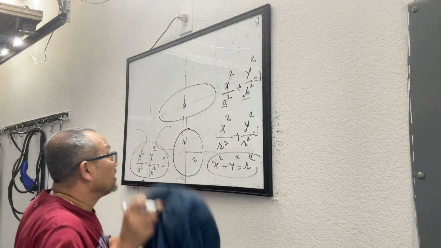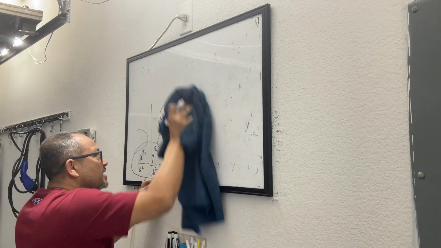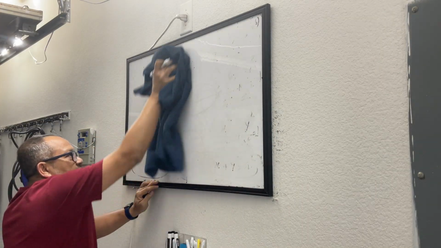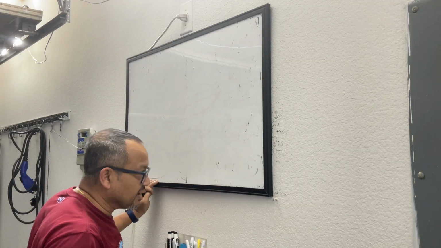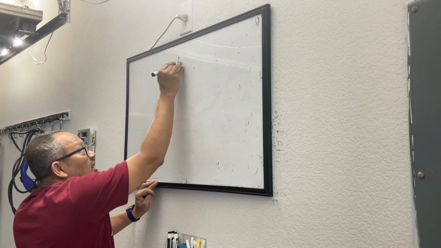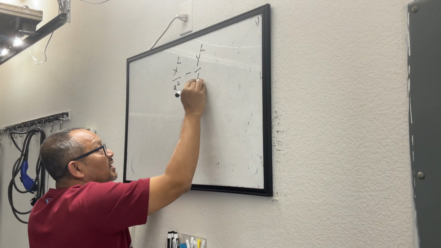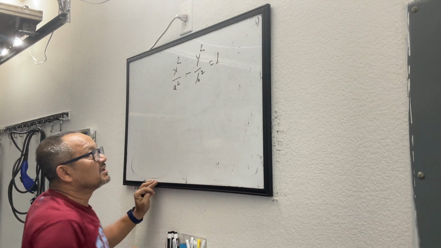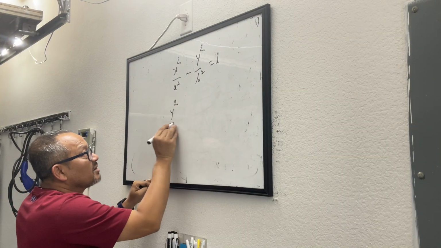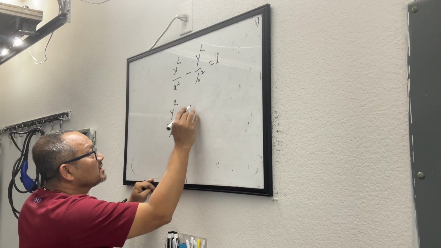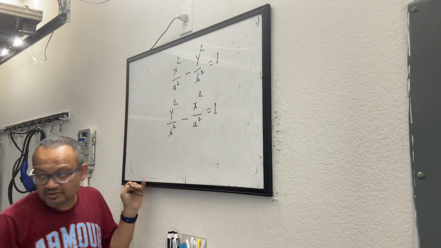So, let's wipe off the history and make a fresh start. What I'm talking about is, when I have a minus between my x and y terms, meaning x squared by a squared minus y squared by b squared equal to 1, this is the equation of a hyperbola. Or y squared by b squared minus x squared by a squared equal to 1. This is also another equation of the hyperbola.